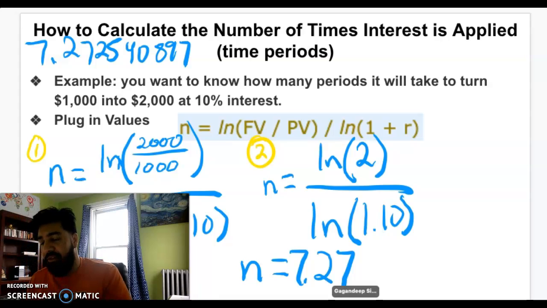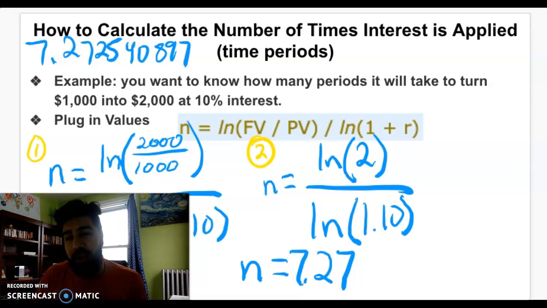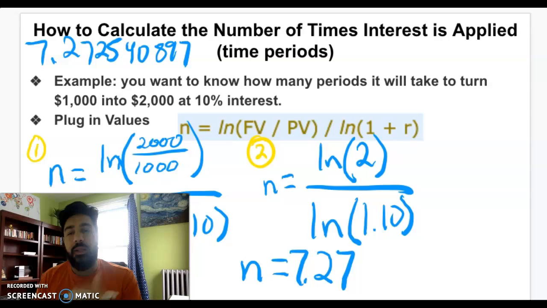There you go. So you're looking at a little over 7 years if you want to turn that $1,000 into $2,000 at 10% interest. That's what you're looking at.